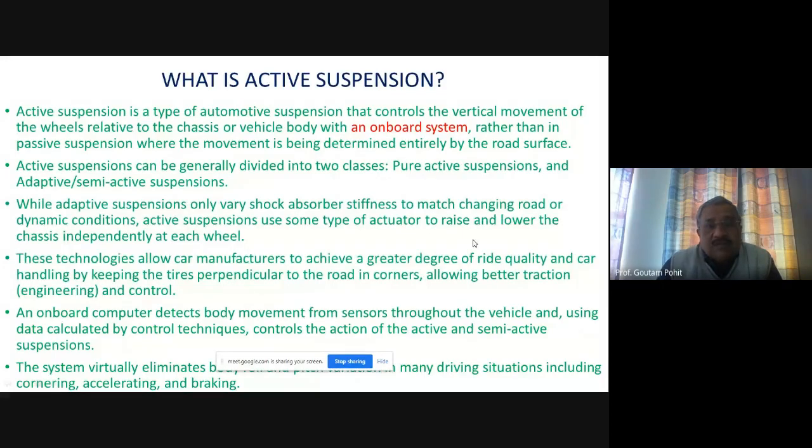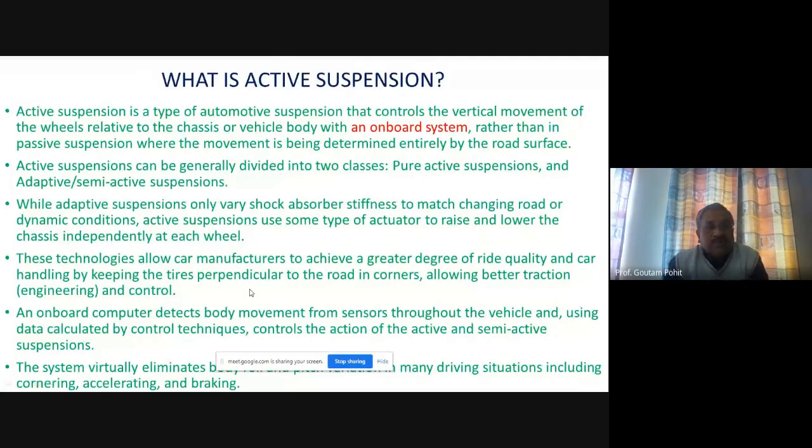Active suspension systems use some type of actuator to raise and lower the chassis independently at each wheel. In an active suspension system, there is no shock absorber as such. There is a spring and there is an actuator, basically, which controls the up and down movement according to the movement of the road. This technology allows car manufacturers to achieve a greater degree of ride quality and car handling, keeping the tires perpendicular to the road in corners, allowing better traction and control.